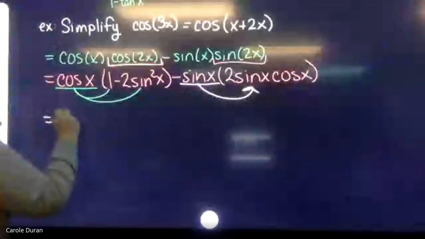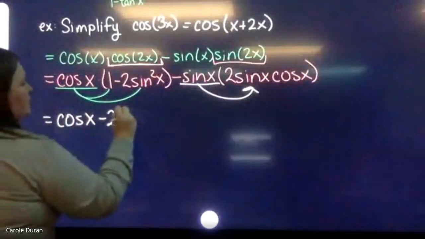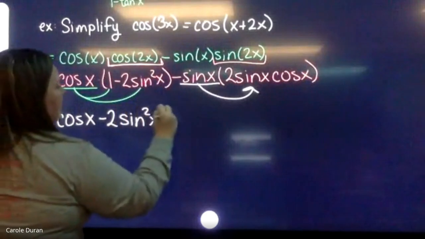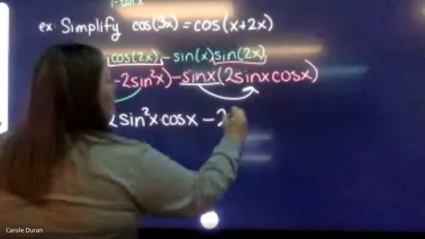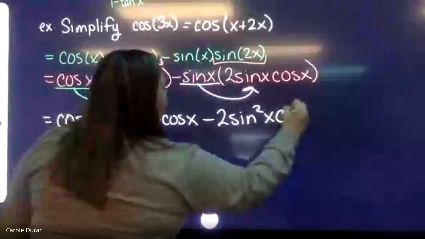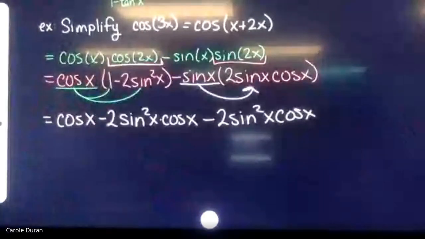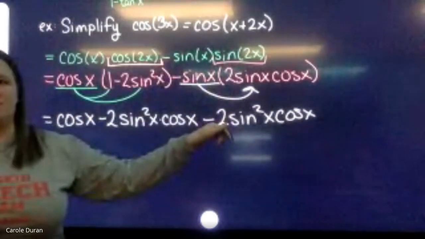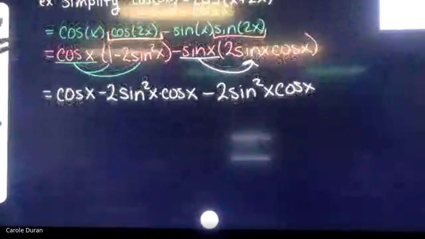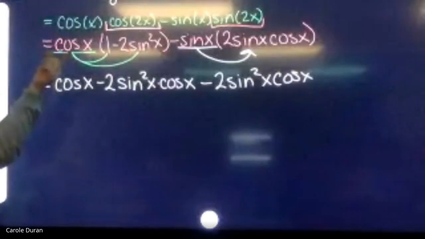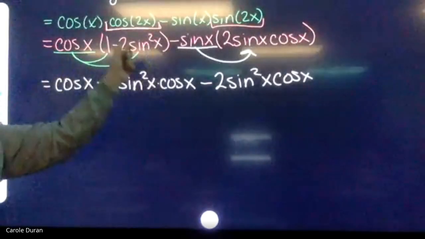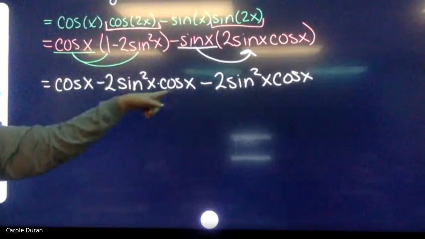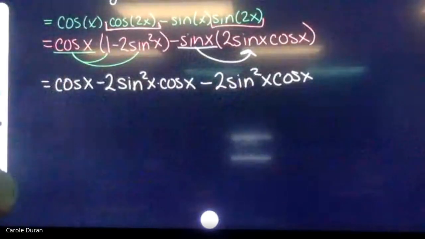So this becomes cosine of x minus 2 sine squared x times cosine of x, and then minus 2 sine squared x cosine of x. Why -2? The negative sign. Right, so -1 times 2 makes it -2. So all I did was distribute. Cosine times 1 is cosine. The cosine multiplies into this and just adds on to the end. And this sine combines with the sine that was already there to become sine squared.